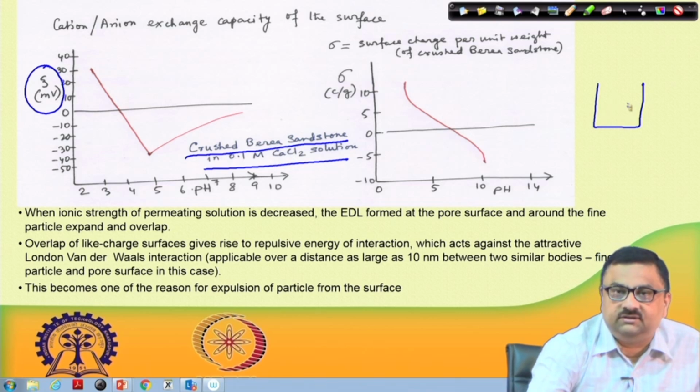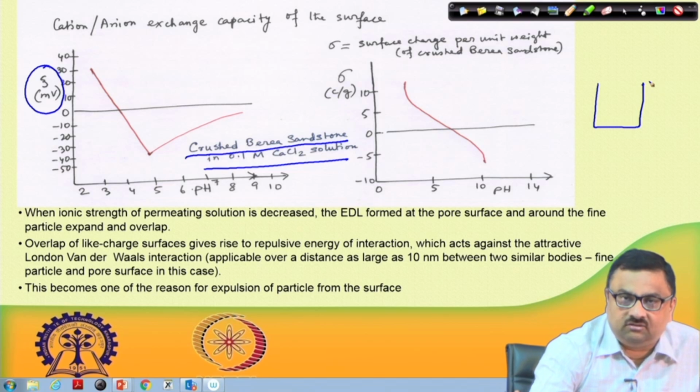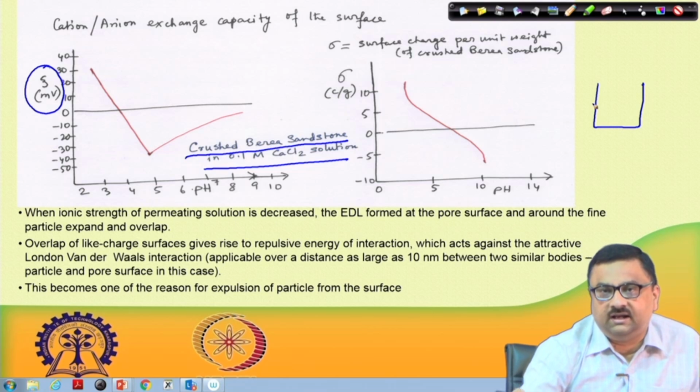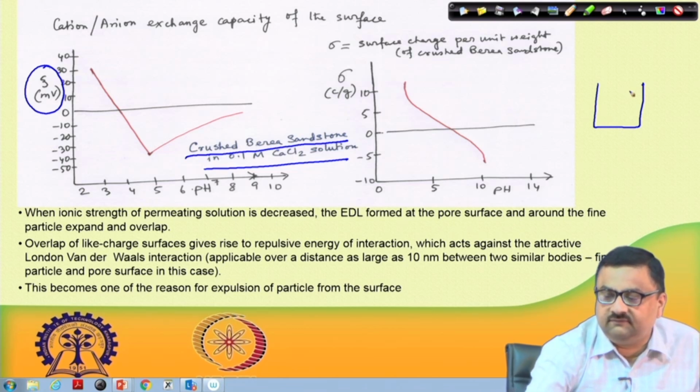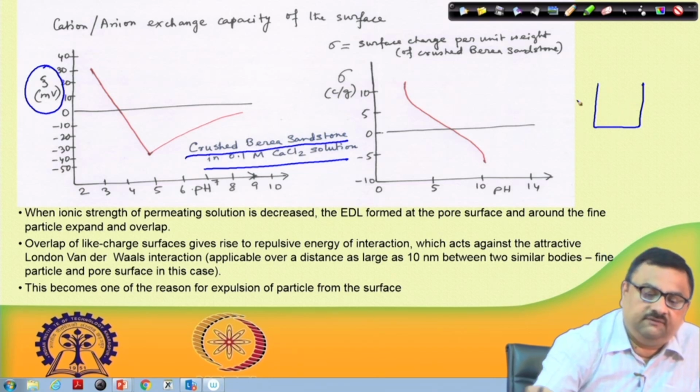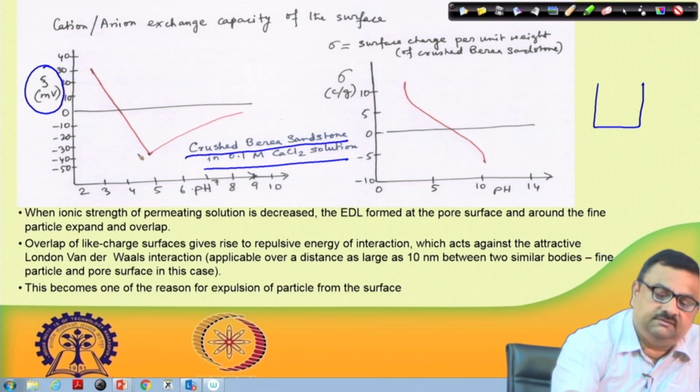They stirred it and created a suspension, and then continued to change the pH, by adding an acid to decrease the pH, or by adding an alkali. They changed the pH of this medium, and then measured the zeta potential. What they found is that the zeta potential changes with pH, as given by this red line.